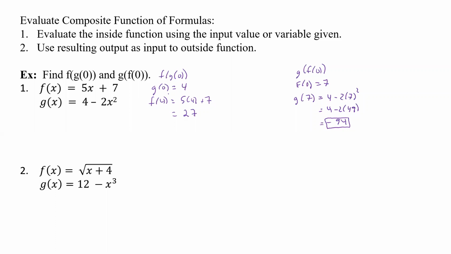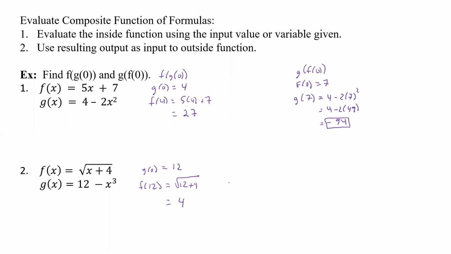All right, so if we plug in and we go down here, we're still doing f of g of 0. So what is g of 0? Well, g of 0 goes to 0, we just get 12. So now we want f of 12. So we plug in 12 here, we get the square root of 12 plus 4, which is the square root of 16, which is just 4.